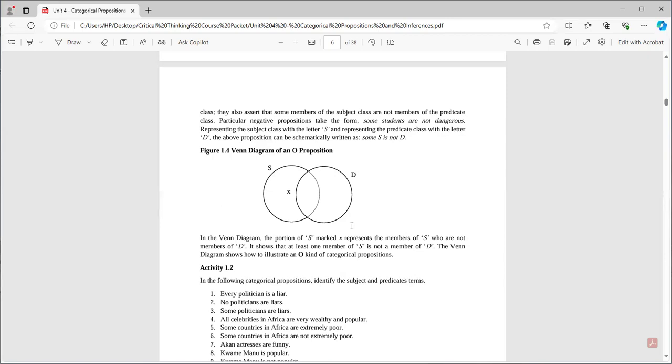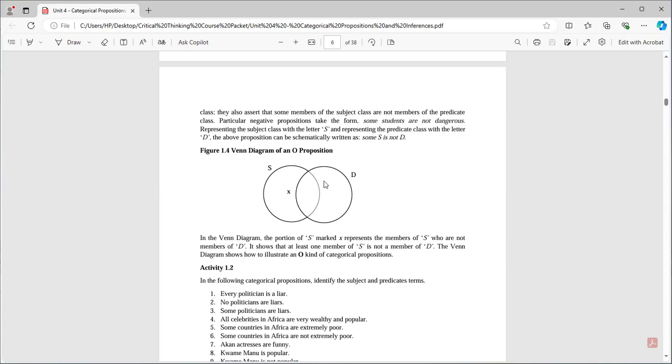We are saying that some members of S are not members of D. By implication, it means that some members of S are members of D, but some are not. So if you shade here, all right, okay, yes, we'll put X here, where they are not members.